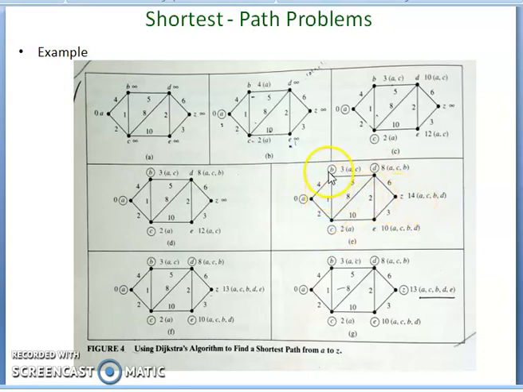Similarly, A to C, C to B, B to D, D to E, the length is 10. Whereas A to C, C to E, the length is 12. That is not short. You are from A to C to B to D to E. That value is 10. So 14 and 10. Which one is the least value? So 10 is the least value. Now you visited here. E is the least value.